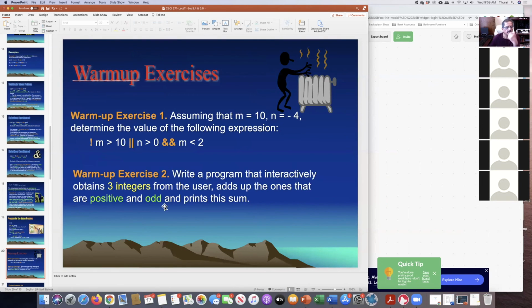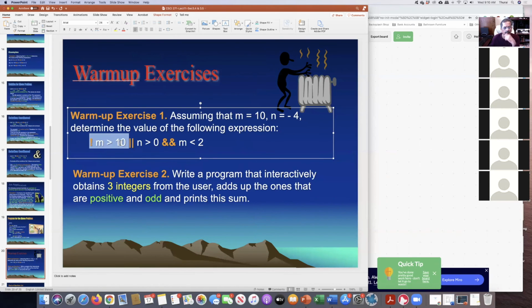Moving on, warm-up exercise. Assuming m is 10 and n is -4, determine the value of the following. All right, just tell me which operator will be carried out first. Not operator. So m greater than 10 is false, so not that is true. And leave it at that. Now the next operation is the AND operator, so we have to do this first. n greater than 0 is false. m less than 2 is false. So this whole thing evaluates to be false.